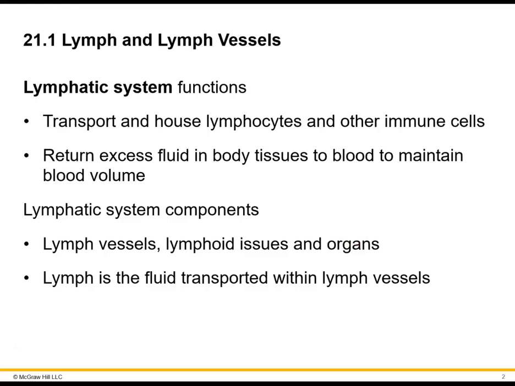Well, it's going to transport and house lymphocytes and other immune cells. And it's going to return the excess fluid in body tissues that we talked about in our cardiovascular discussion. It's going to take that excess fluid and return it to blood in order to maintain blood volume. The lymphatic system components include the lymphatic vessels, lymphoid tissues and organs, and lymph, which is the fluid that's transported within those lymphatic vessels.